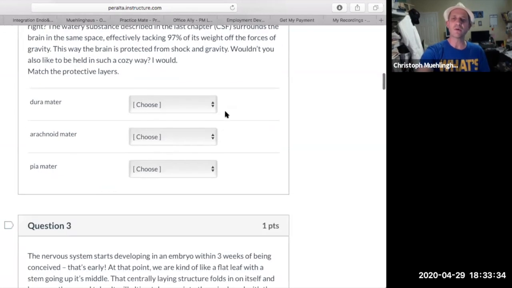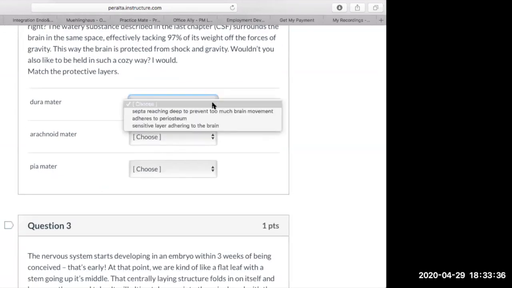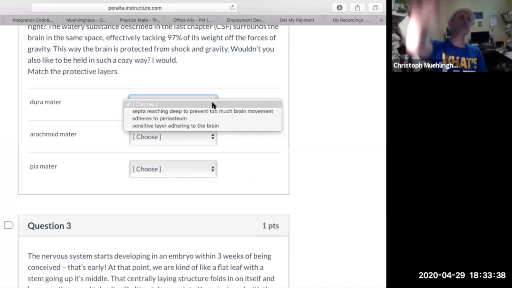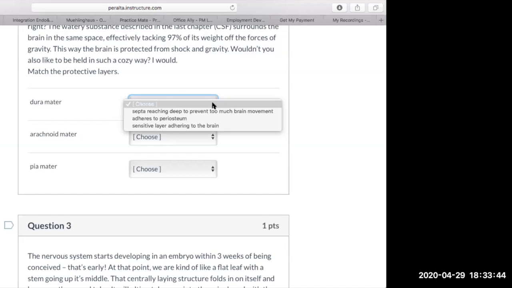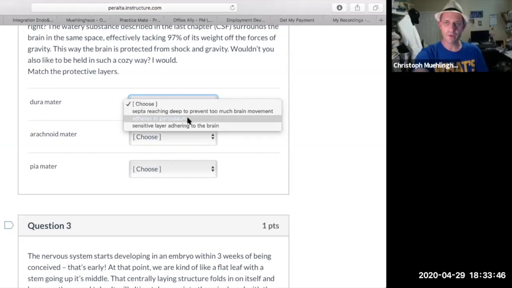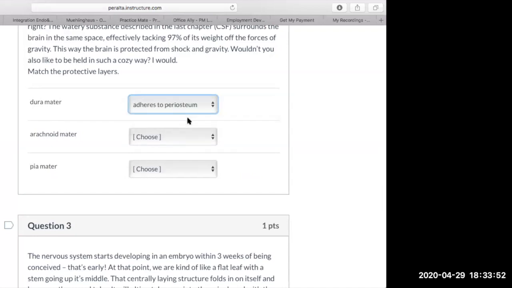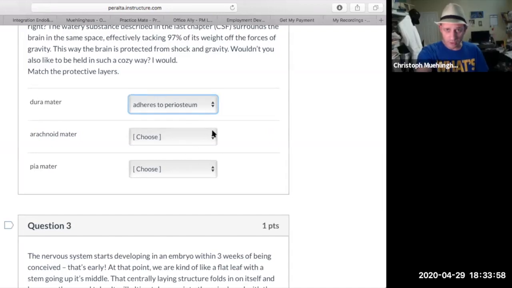Match the protective layers. What's the dura mater? Adheres to periosteum. Wait, who first? I can go. Yeah. All right. Adheres to, how do you say that? Periosteum. Yeah, that's the membrane around the bone. Perfect. And then the next one. Yeah, click it. Oh, I gotta click it. Hold on. Sorry.